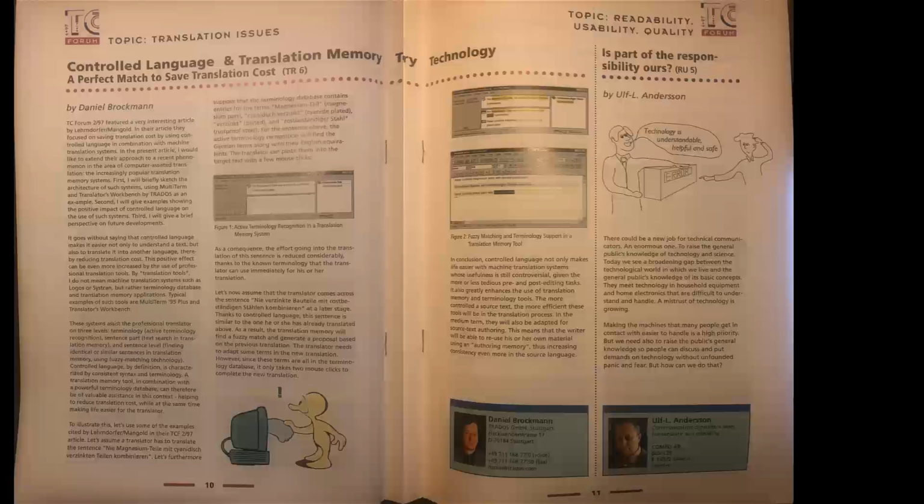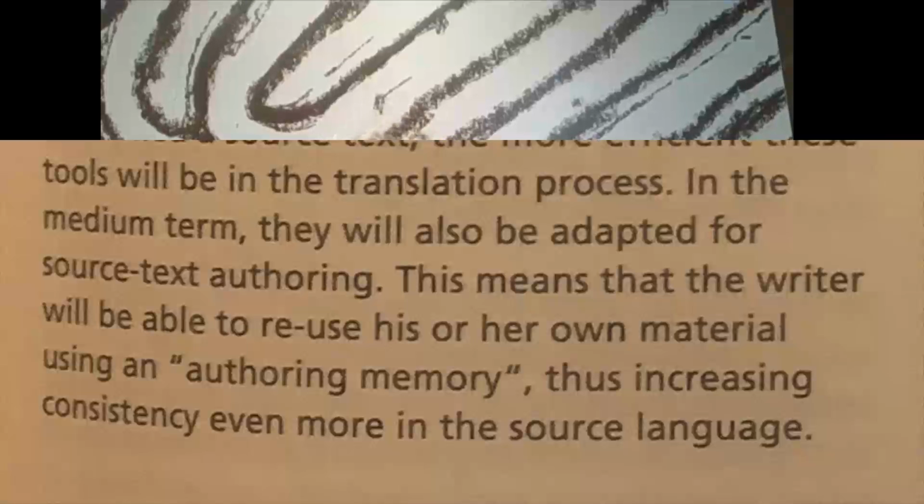Then in about 1998, I found one of the, I think it was called TC Forum, or Technical Communicators Forum. I found an article written by Daniel Brockman of Trados. Back then it was Trados. He wrote an article, and at the very end, in the last paragraph, in December of 1997, I'd have to look at the exact reference, he mentioned the term authoring memory. So he used this term.